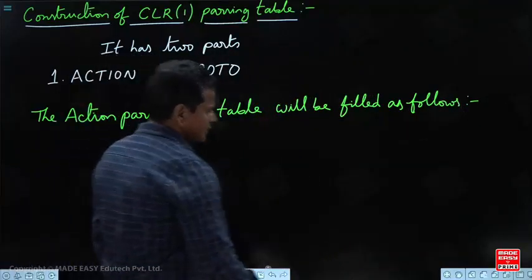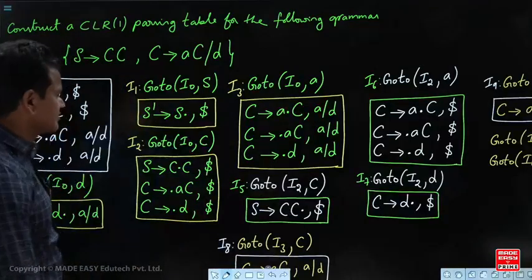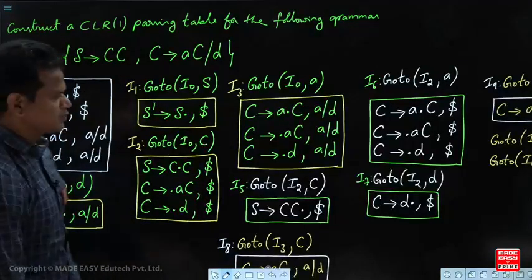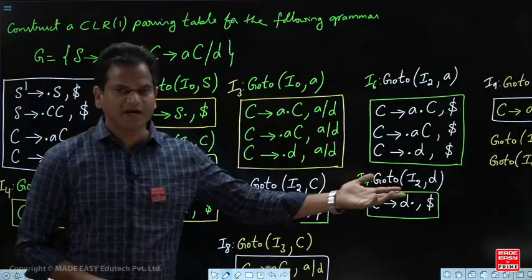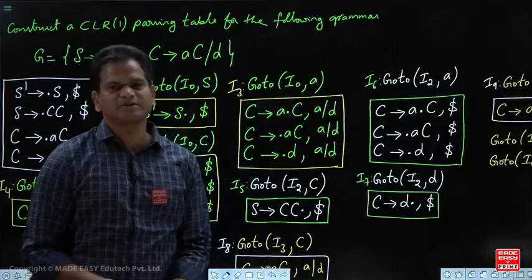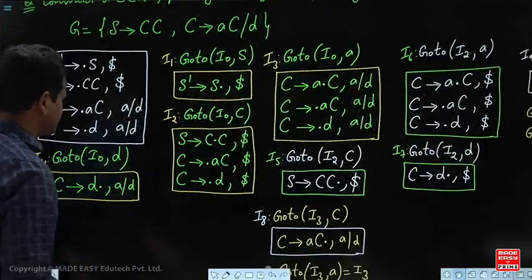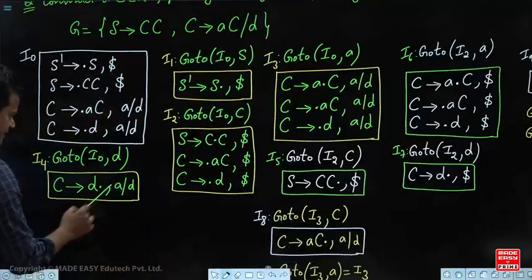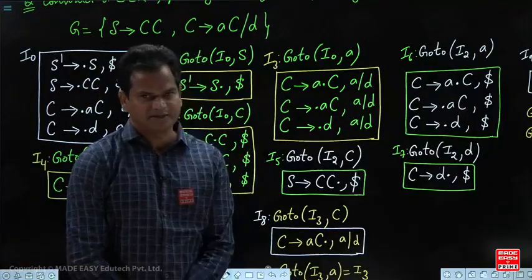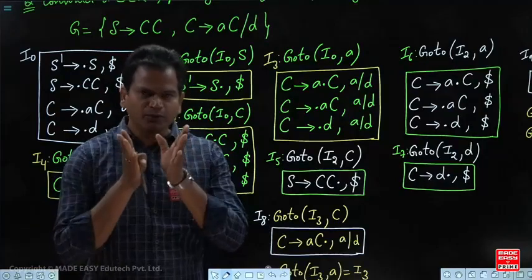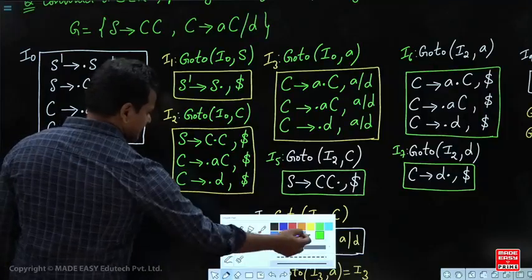Now whatever state you take out of these 10 states, whatever production you consider in that state, it will be of two different types: either the dot reaches the end or the dot does not reach the end, that is, kernel items or non-kernel items. If the dot reaches the end, for those productions we enter in the action part.